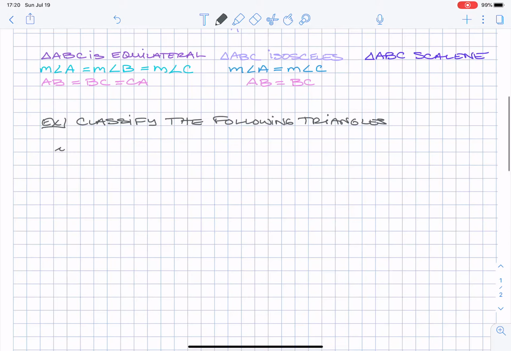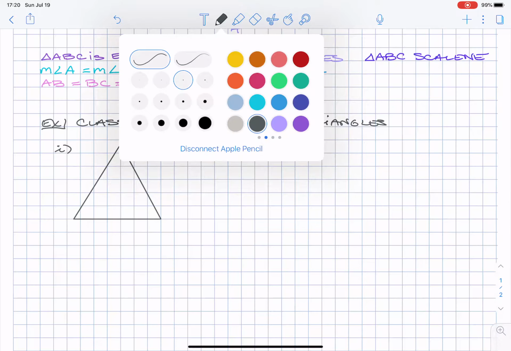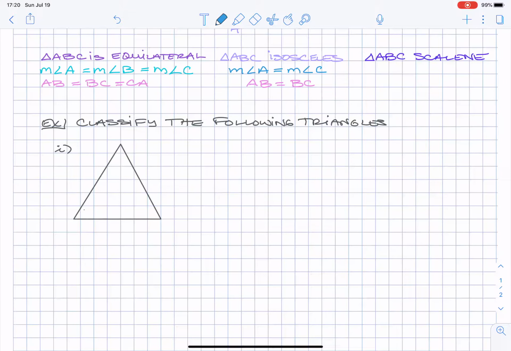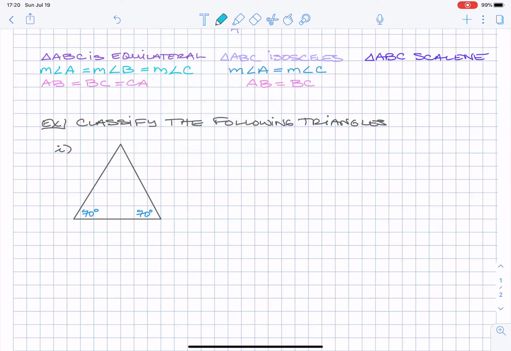So number one, let's say we have a triangle. It looks something like so. And say I tell you that the angle down here is 70 degrees. The angle down here is 70 degrees. Well, that's 140. So the only thing that's left over is to have an angle up here of 40 degrees.